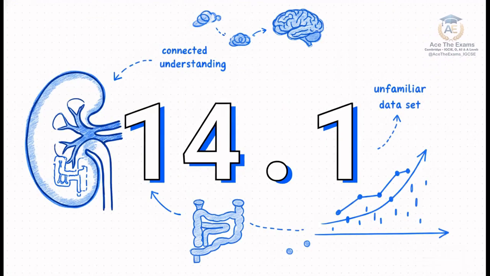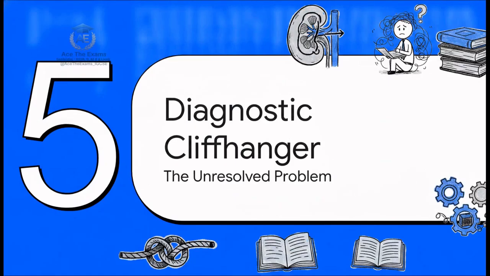So, the big takeaway here is that syllabus topic 14.1 isn't just about coloring in and labeling diagrams of the kidney. Top-performing students exhibit a connected, conceptual understanding that transfers seamlessly to completely unfamiliar datasets. They connect the macroanatomy to the microphysiology, and then they brilliantly apply that to whatever experimental data the exam throws their way. And finally, Section 5, the diagnostic cliffhanger.